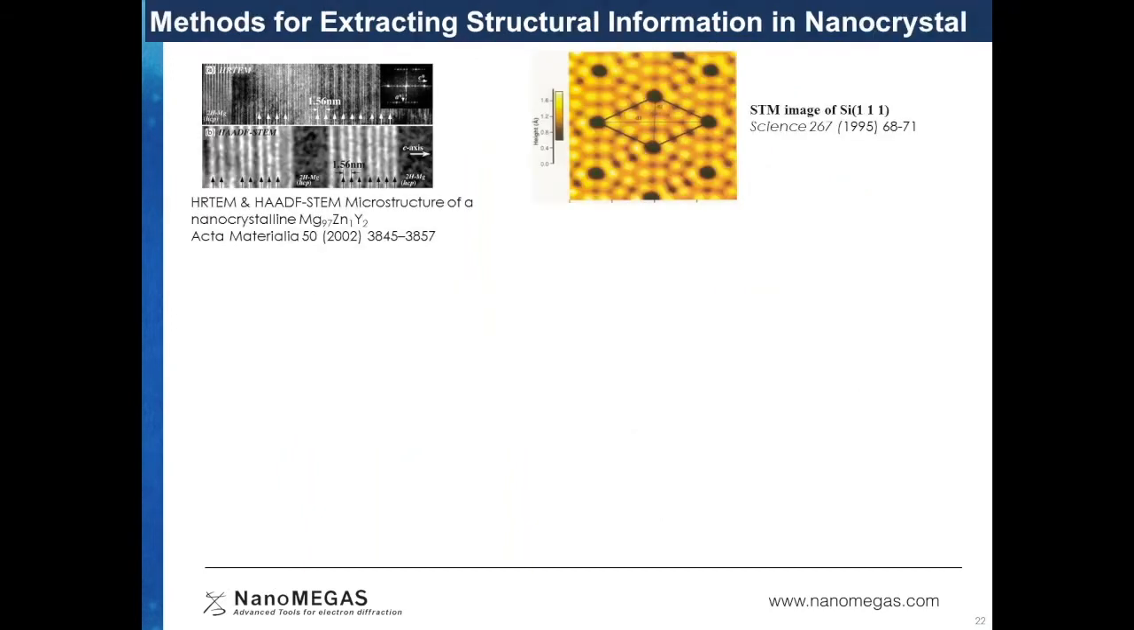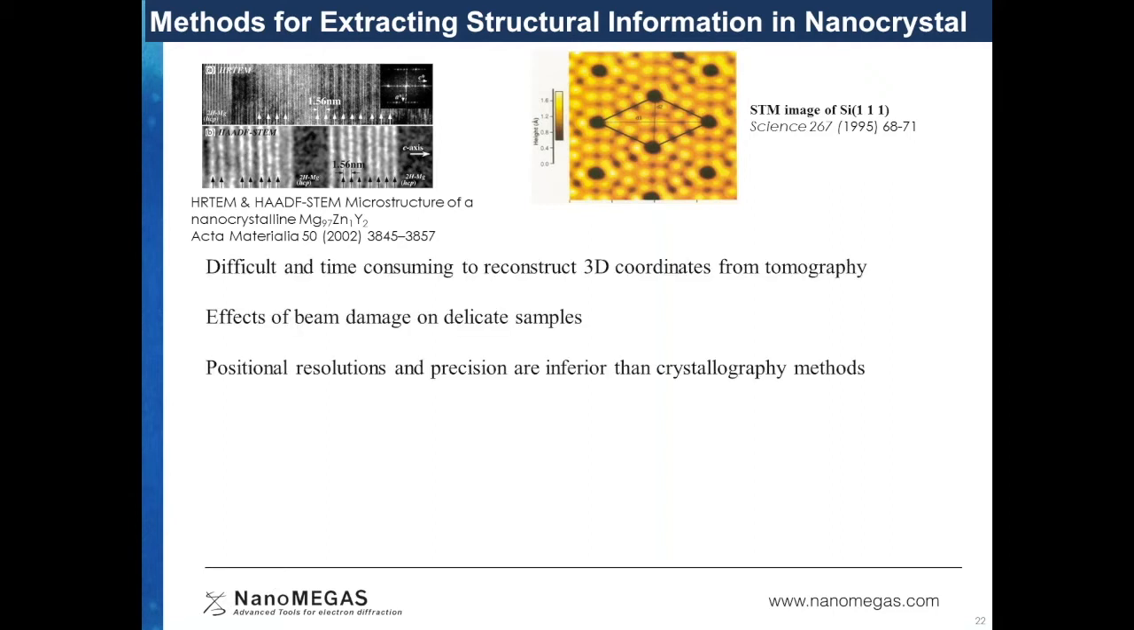Transmission electron microscopy or scanning tunneling microscopes can image single atoms or columns of atoms. It can also reconstruct atomic coordinates from three-dimensional tomographic reconstructions from different sections, but it is far from routine, and also many things need to be sorted out, like you will have beam damage if you have delicate samples. The positional accuracy is much lower than any other crystallographic methods.